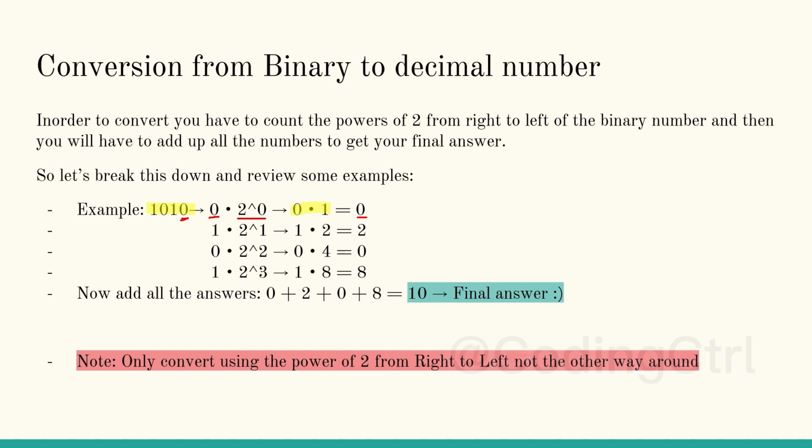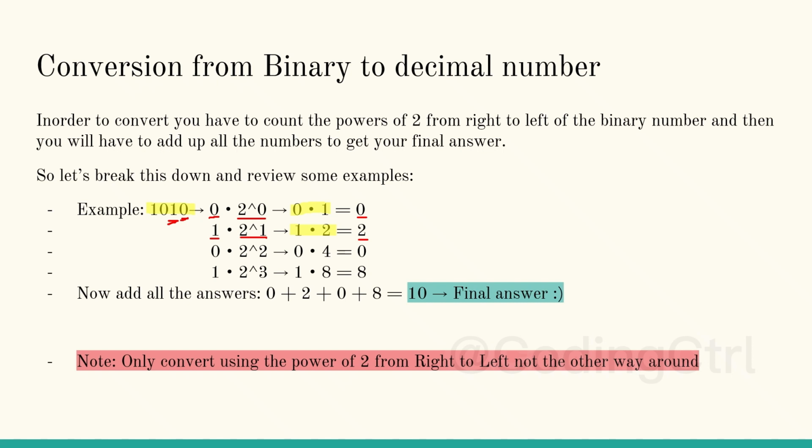The next number on the list is 1. Using the same method, we would multiply 1 times 2 to the power of 1 this time, since the position is 1. So the first position would be 0, then 1, then 2, then 3. So 2 to the power of 1 equals 2. So now we have 1 times 2. 1 times 2 equals 2. So that'll be your answer.